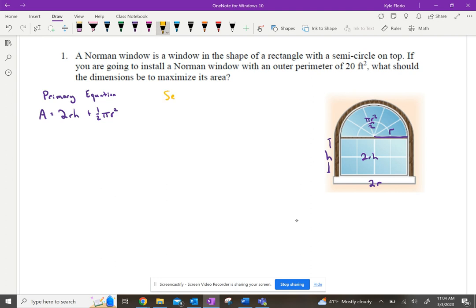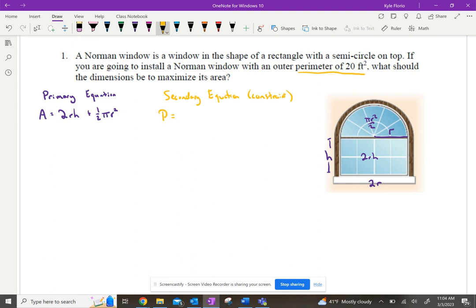So now I have r's and h's here, which I don't want, two variables. So I'm going to need a secondary equation, which is going to be my constraint here. Otherwise, if I want to maximize the area, you just make r and h go to infinity. But the constraint is what's stopping that from happening. So the Norman window has an outer perimeter of 20 square feet. So that's what I'm working with.